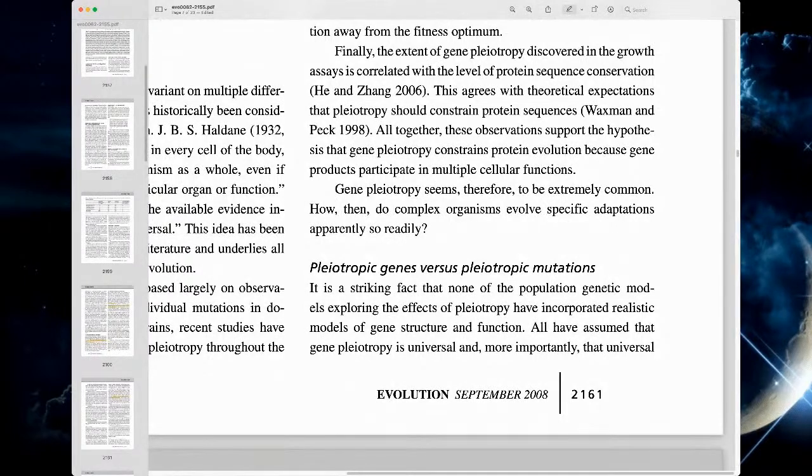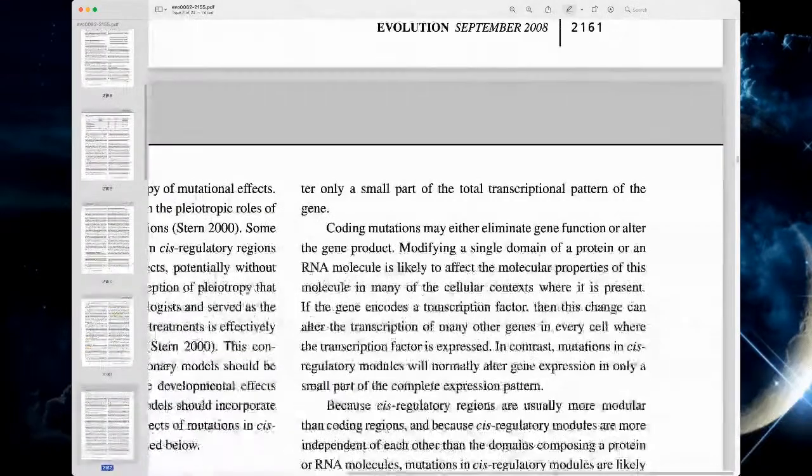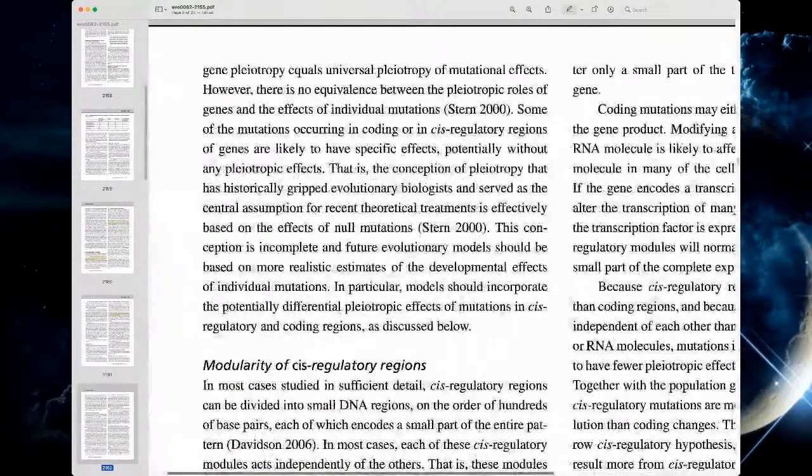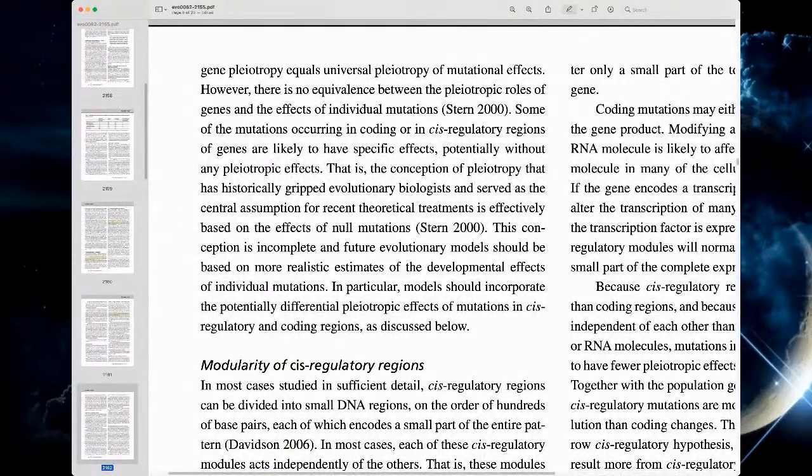Pleiotropy genes versus pleiotropy genes. It is a striking fact: none of the population genetic models exploring the effects of pleiotropy have incorporated realistic models of gene structure and function. All have assumed that gene pleiotropy is universal. And more important... so I think they're pushing back again against this idea.